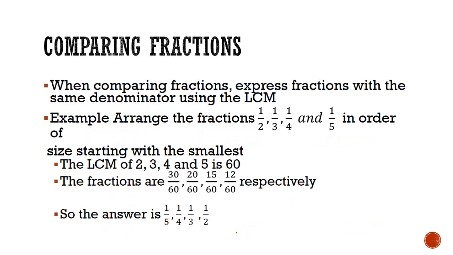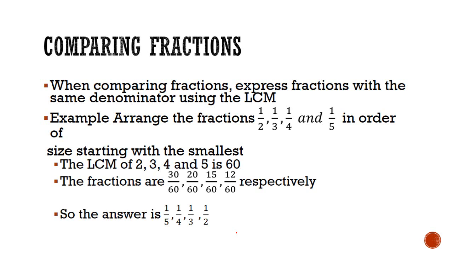So this first example says to arrange the fractions 1 over 2, 1 over 3, 1 over 4, and 1 over 5 in order of size, starting with the smallest. So the L.C.M. of 2, 3, 4, and 5 is 60. We dealt with L.C.M. in a previous video. And now we want to express each of these fractions over 60.